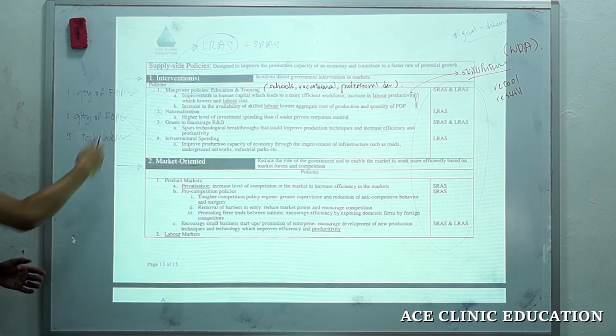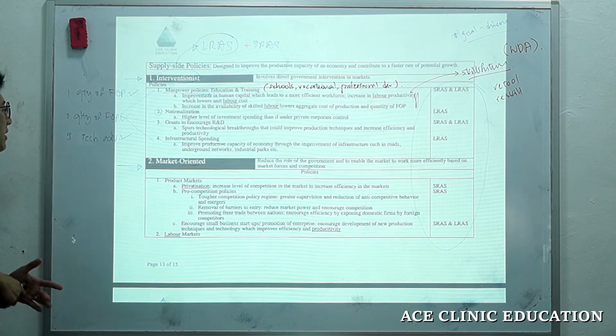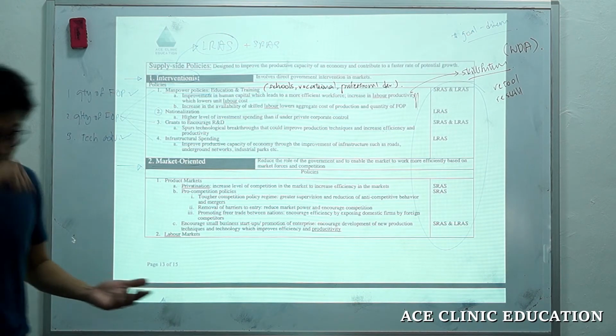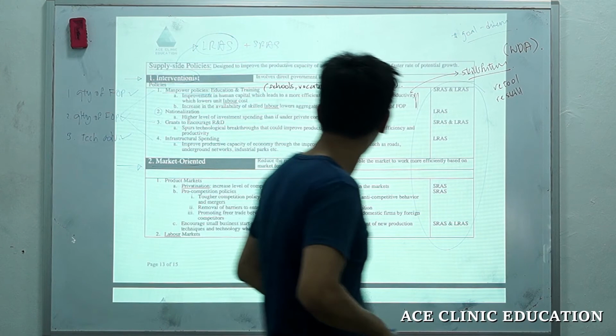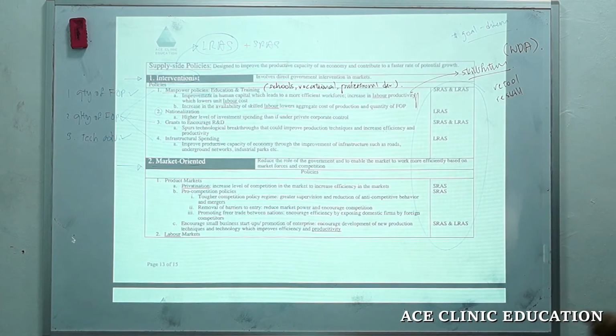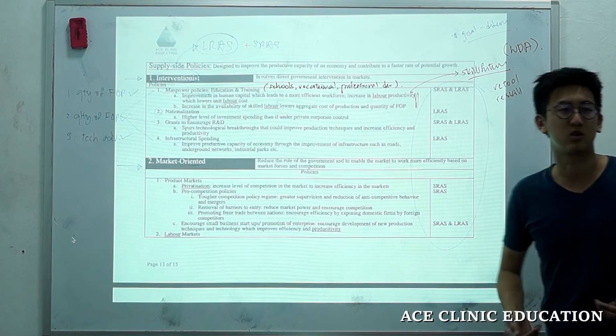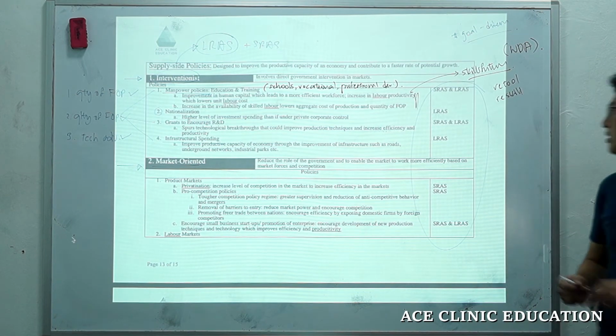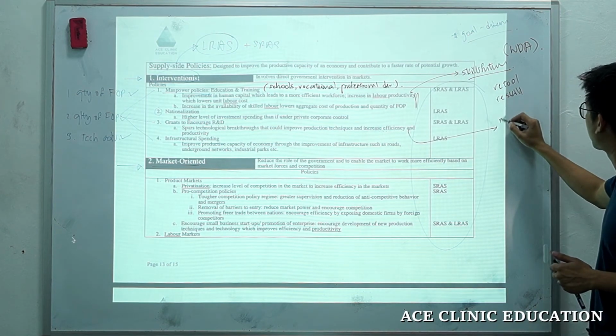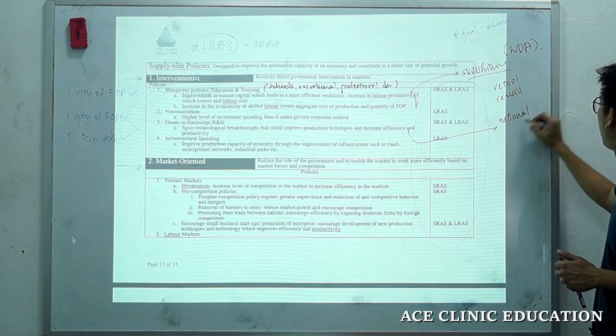Next one is 3. I'll come back to nationalization in a bit. Grants to encourage R&D, right? So what the government can do is they can spend money, right? Subsidize R&D by companies. And what this will do, of course, it will lead to technological advancement, right? It will raise productivity, it will improve production techniques, it will create new products, and so on. And that will again increase LRAS. So in Singapore, we have this thing called the National Research Foundation, the NRF.